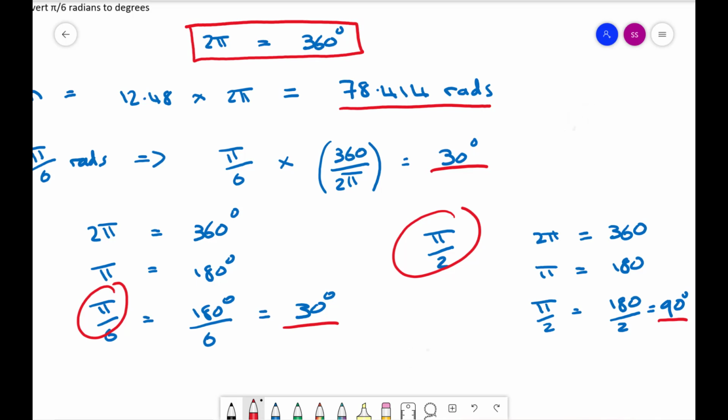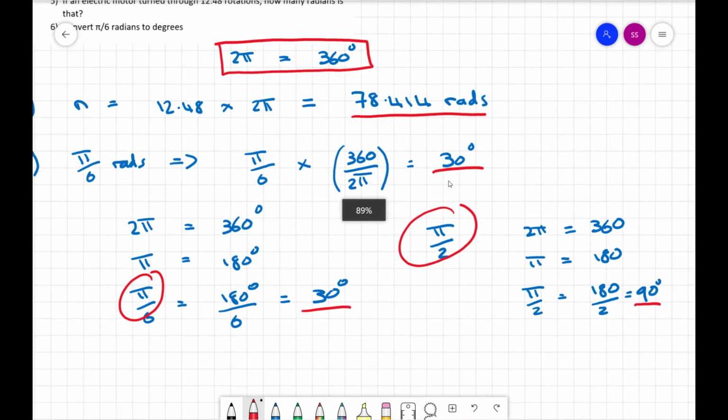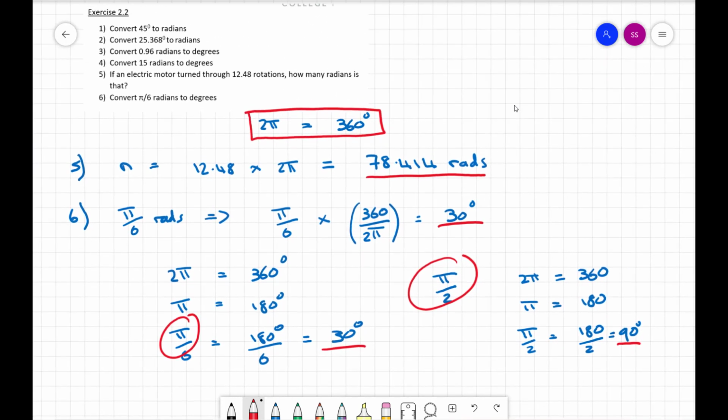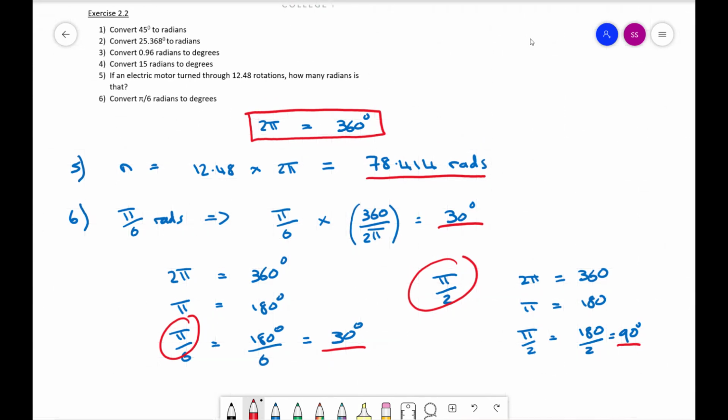Well, there we go. There are the solutions to exercise 2.3. Hopefully you're okay with those and you had no real issues. Practice them. Just get used to the idea that 2 pi radians is 360 degrees, and then going from that for your conversion from degrees to radians or radians to degrees, multiplying by 2 pi over 360 or 360 over 2 pi respectively. So there you go. There's the answers for exercise 2.2. Jump back into the video and let's keep going.